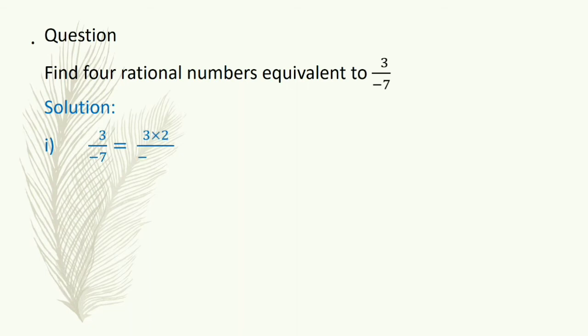First of all, we multiply it with 2, that is 3 into 2 by minus 7 into 2, that is equal to 6 by minus 14. Similarly, we multiply 3 by minus 7 with 3 on both numerator and denominator, and we get 3 into 3 by minus 7 into 3, and that is equal to 9 by minus 21.